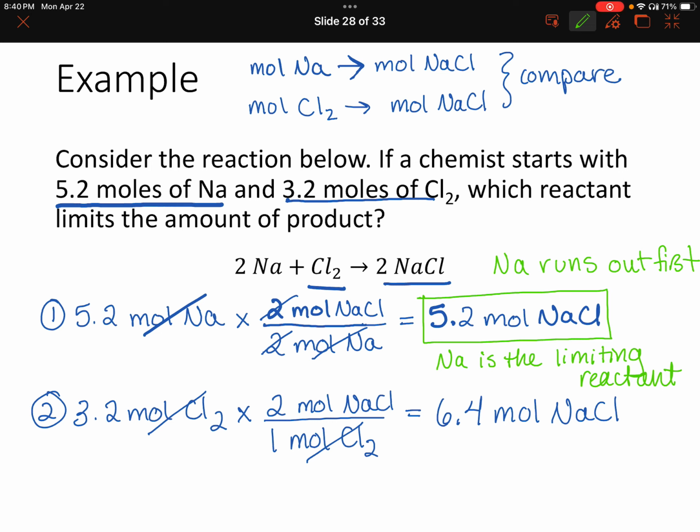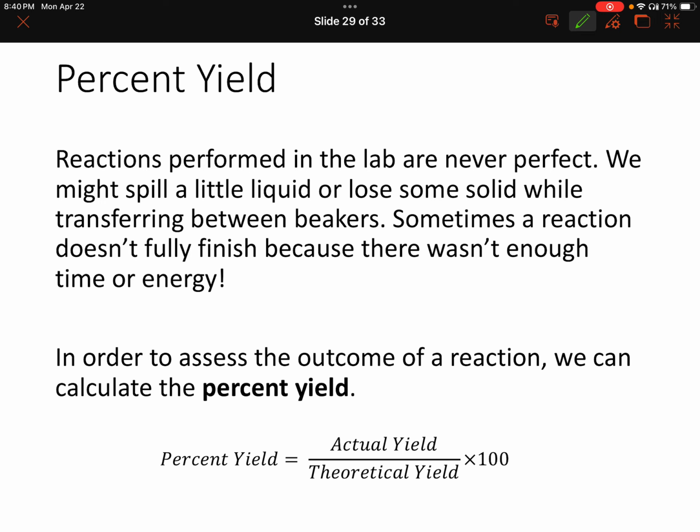Now, the other nice thing about this calculation is now we know how much product to expect. If everything goes 100% accurately and well during lab, which of course it never does, we would expect to form 5.2 moles of sodium chloride in our reaction. So that brings us to a value that chemists have to calculate a lot, which is percent yield.